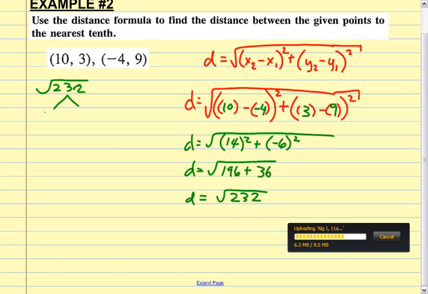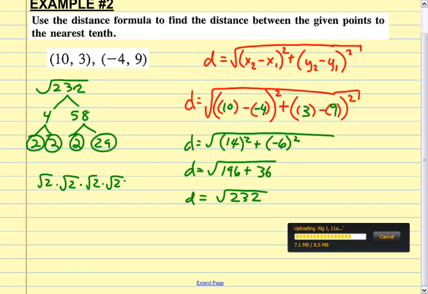That's going to be 4 times something. 58. That's 2 times 2. And let's see, that's going to be 2 times 29. Okay, well that's not going to break down. So I'm going to get root 2 times root 2 times root 2 times root 29.